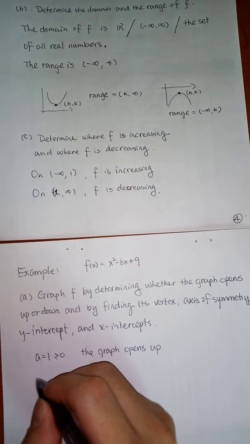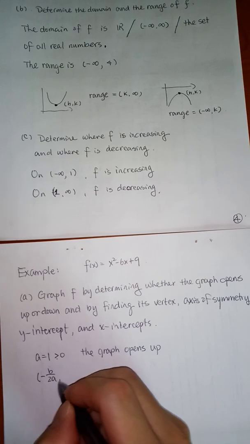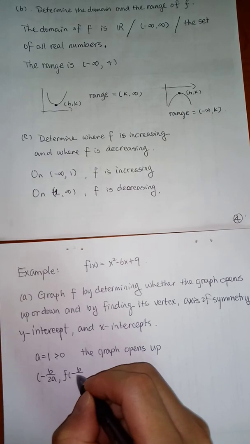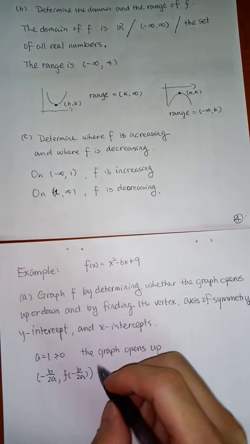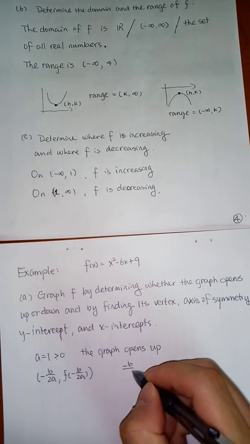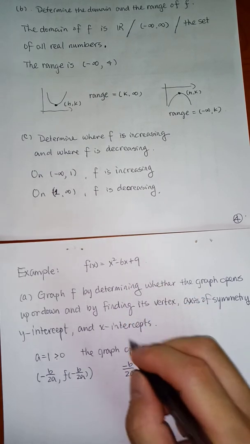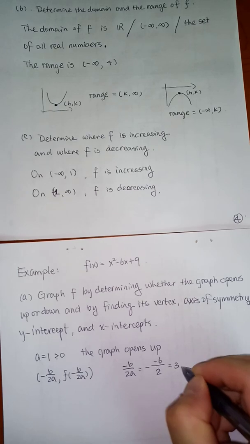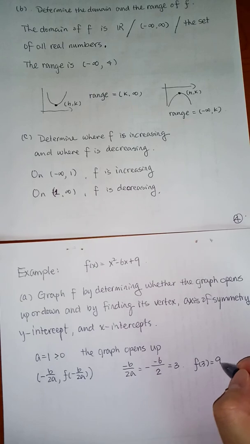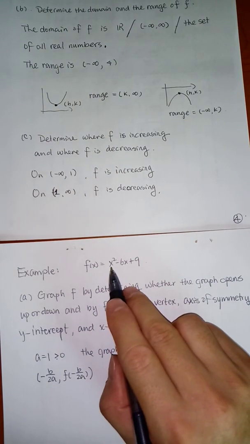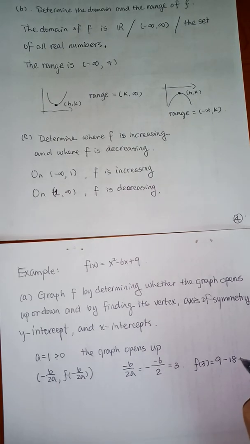And the vertex: h is negative b over 2a, and then f of negative b over 2a. Okay, what is negative b over 2a? b is negative 6, over 2 times a. So this is 3. So f of 3: 3 squared is 9, 6 times 3 is 18.